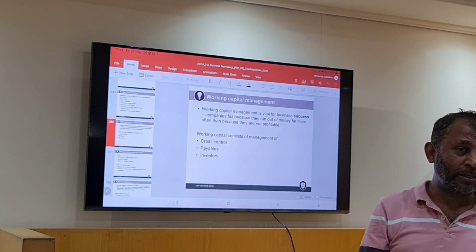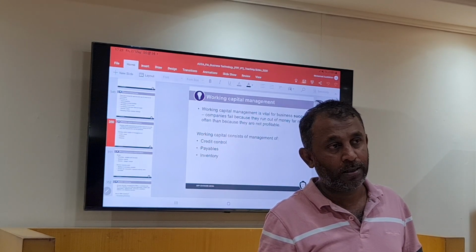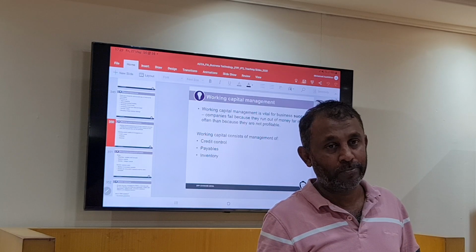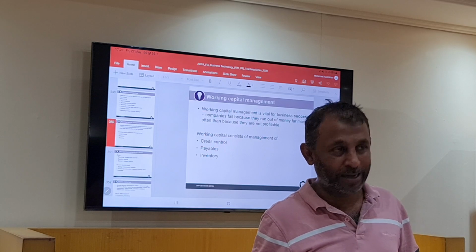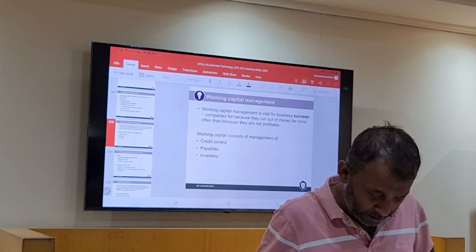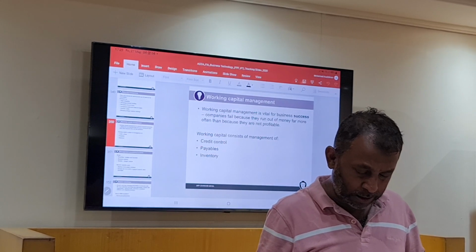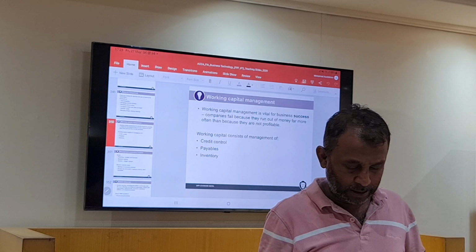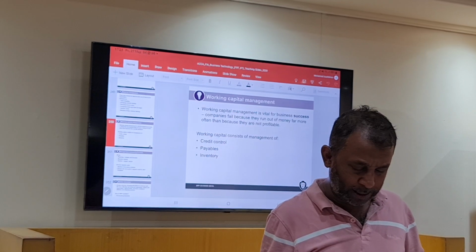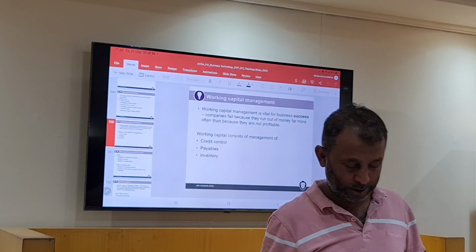Working capital management. What is working capital? Can you define it? Current assets minus current liabilities. That is working capital, and it is vital for business success. Companies fail because they run out of money far more than because they are not profitable. Working capital consists of management of credit control, payables and inventory. In other words, receivables, payables, inventory and cash management.